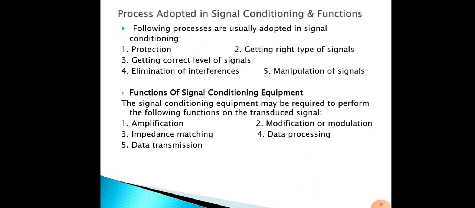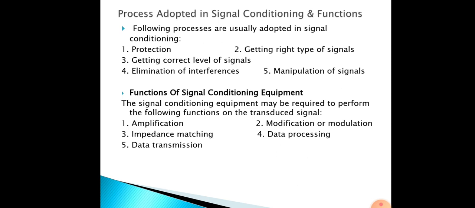Then the next one is the functions of signal conditioning equipment. So what are the functions? It will do amplification, modification, impedance matching, data processing and data transmission. Amplification: if the input is very small, it will be amplified. So that is done by the amplification. Then the next one, modification or modulation, which means to change the form of the signal.